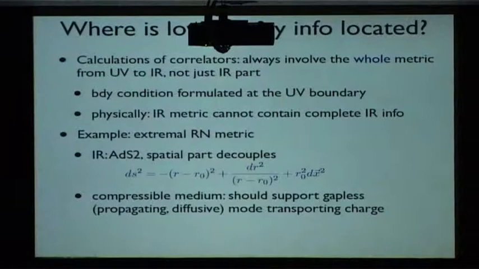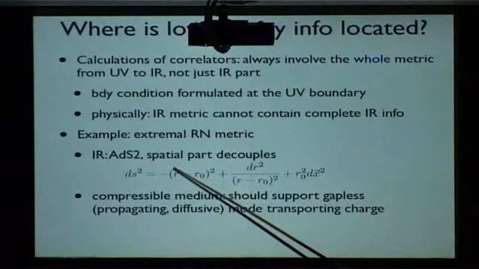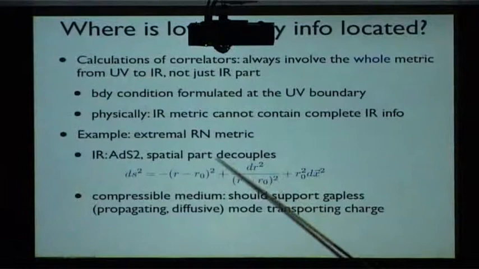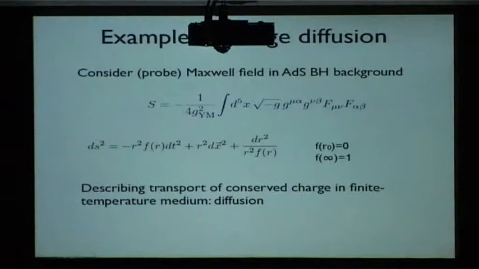Looking at the AdS2 part of the metric, we cannot see that happen, because the metric decouples into the product of many AdS2 at each given point. There is no connection between different points in the metric. So the infrared part of the metric cannot be the whole story. If we want to understand the infrared behavior of a holographic liquid, we need to look more outside, look at something in addition to the metric near the horizon.